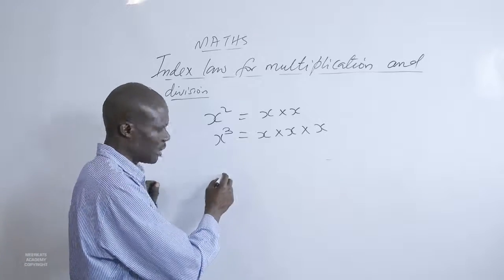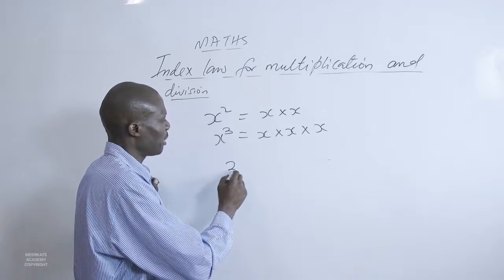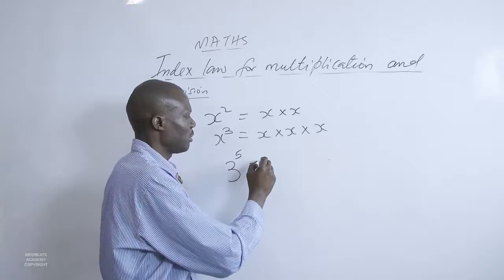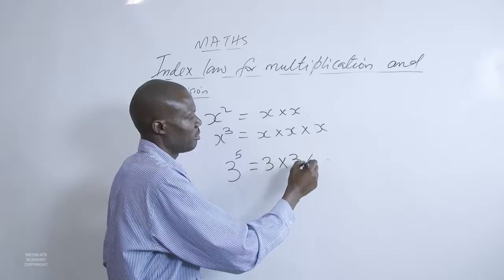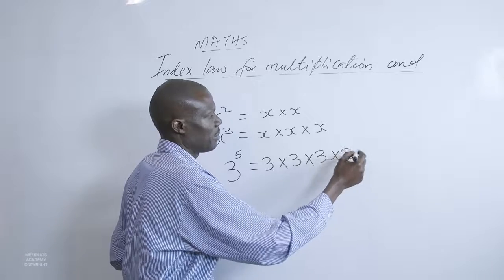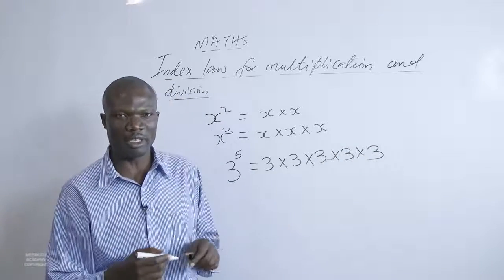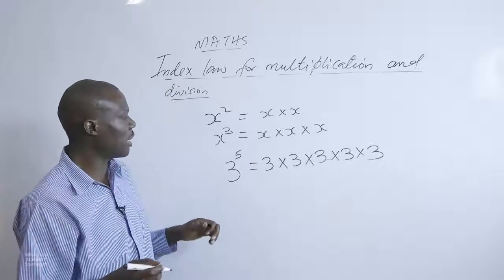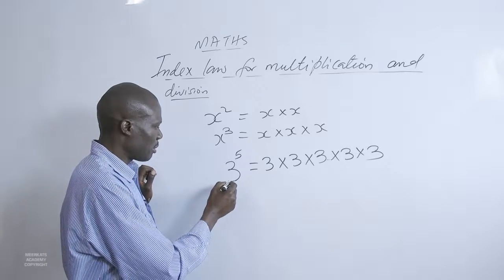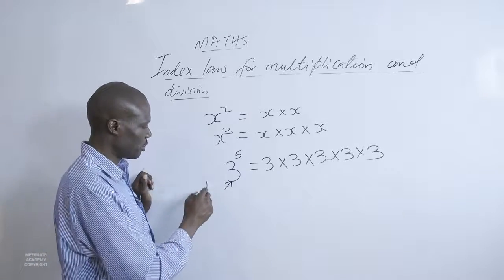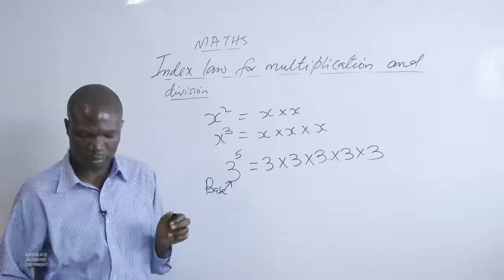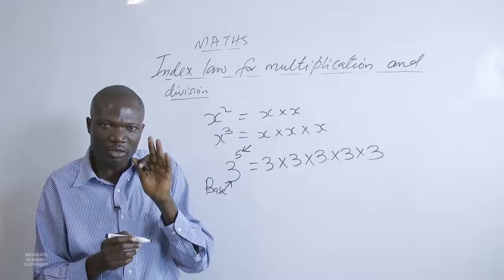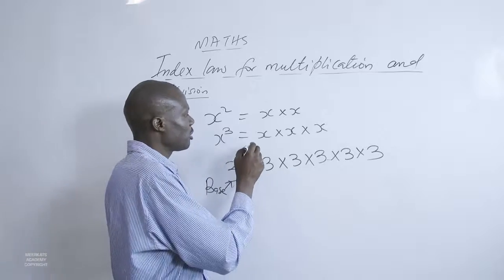So I want us to understand that if we have a number like 3 raised to power 5, it is the same as 3 multiplied by 3, multiplied by 3, multiplied by 3, multiplied by 3. How many times? 5 times. Now, this one here is called a base. This one here, 3, is raised to 5. That raising, this one is called the index.